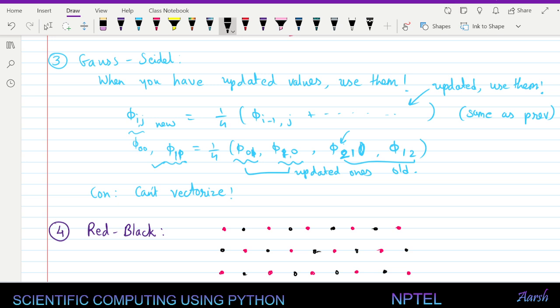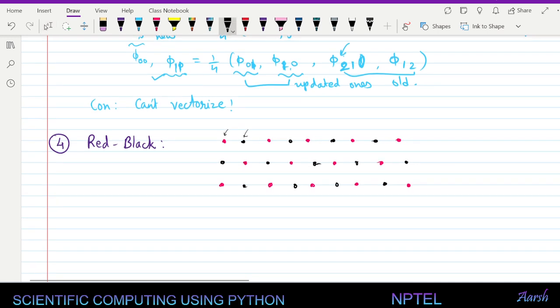And then for updating the red ones, you only need the values of black ones. You don't really care about red ones, right? Similarly, when you are updating the black ones, you only need the values of red ones. So you kind of have two separate groups, so you can think of them as independent groups, and that accelerates the process.